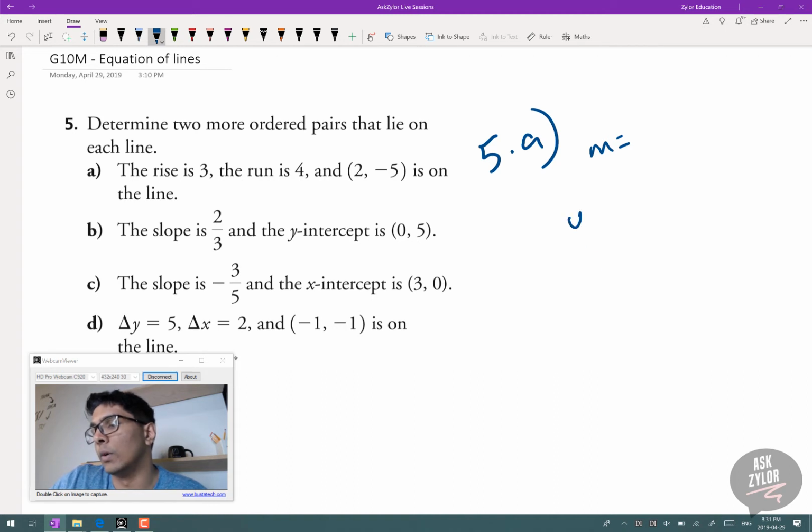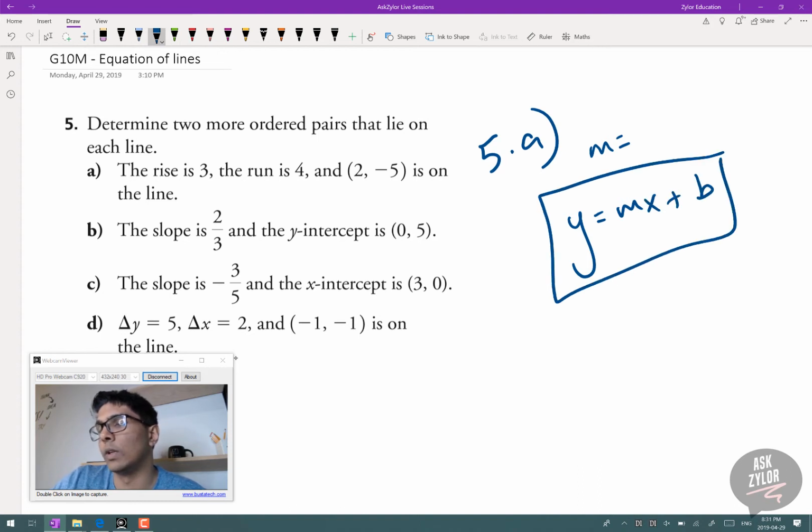So what we could do is write the equation in slope-intercept form. So y equals mx plus b. Because when we find the equation in slope-intercept form, we can figure out an infinite number of points if we plug in a random x, for example. So let's go ahead and find the slope first. My slope is rise over run, so it's going to be 3 over 4. So my equation has a slope of 3 over 4, 3 over 4x plus b.